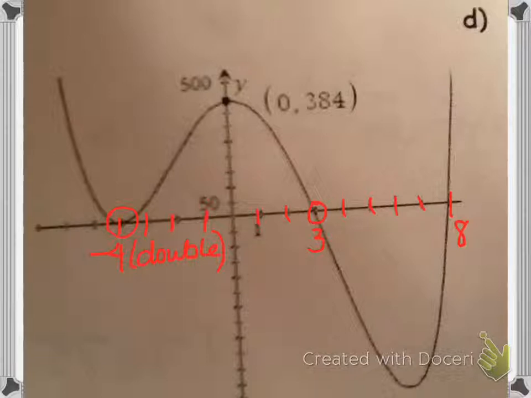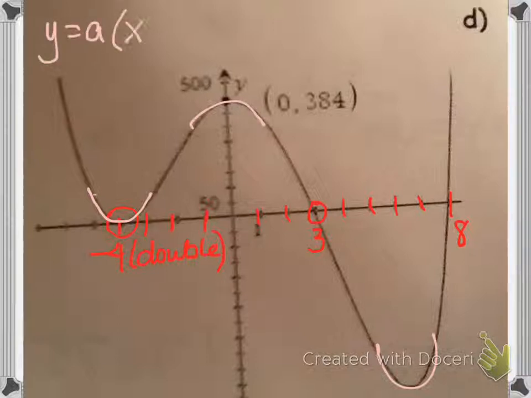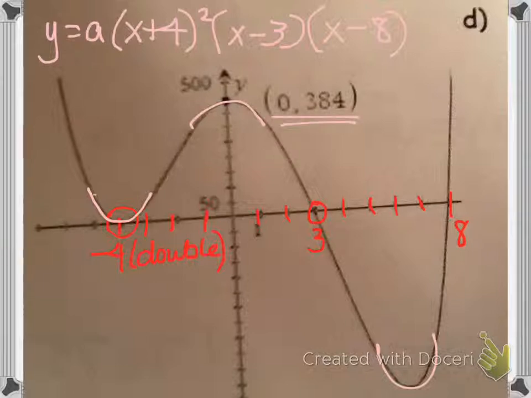Let's make sure that's accurate by looking at our turns. So turn 1, turn 2, turn 3. 3 turns plus 1 is 4, so 4th degree, 4 roots. Okay, let's get going on our equation. Y equals a times (x plus 4) squared. Oh, I wrote too close to the top. This is going to be annoying. (x minus 3) and (x minus 8). Plugging in our y-intercept, we have (0, 384).